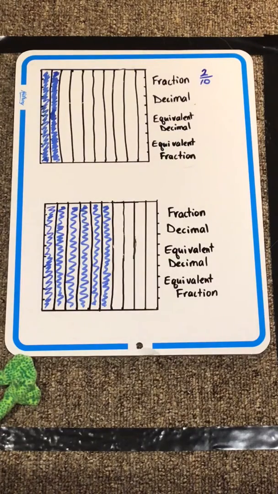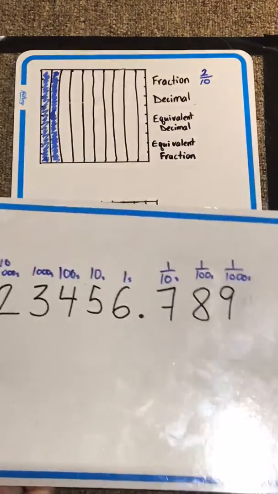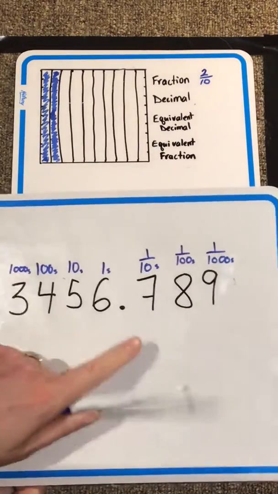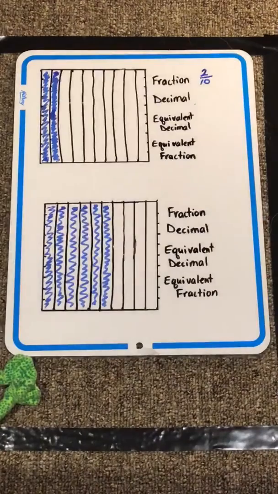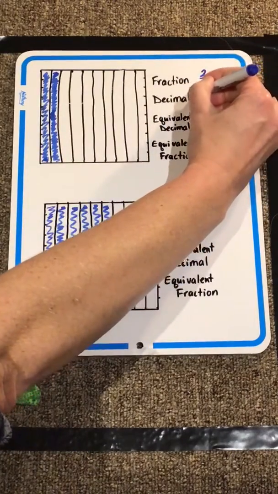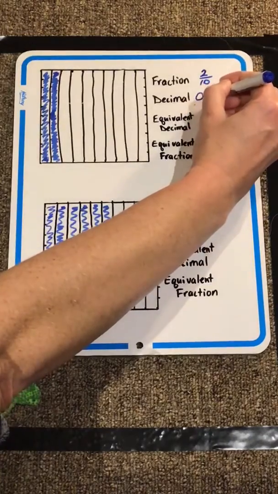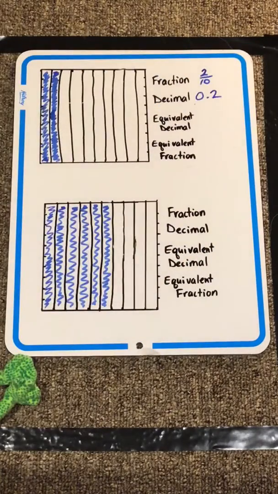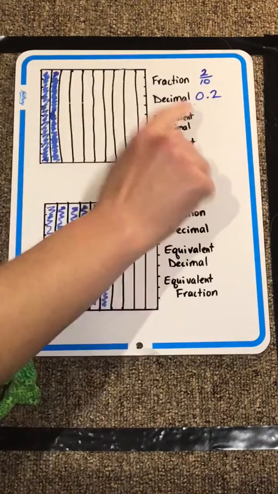So if you remember, to turn that into a decimal, we're going to make sure we put it into the tenths column. Okay, tenths column, one spot to the right of the decimal place. So the decimal is going to be 0.2.